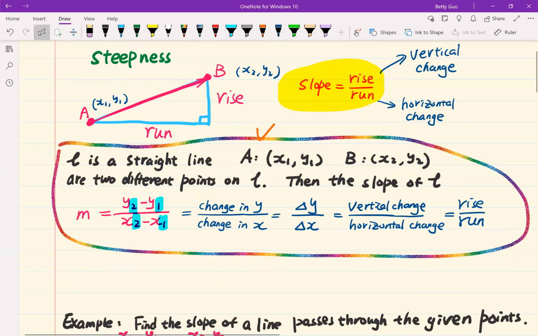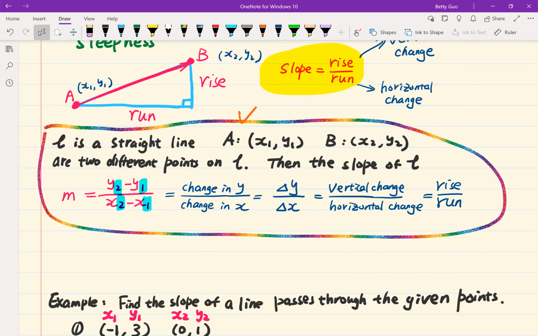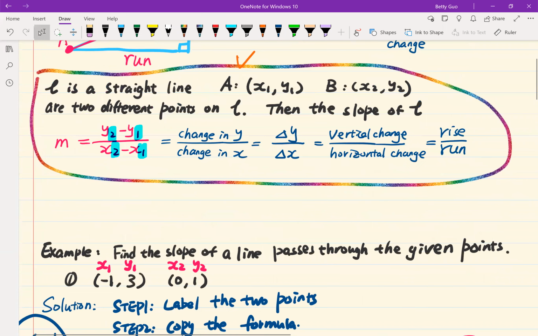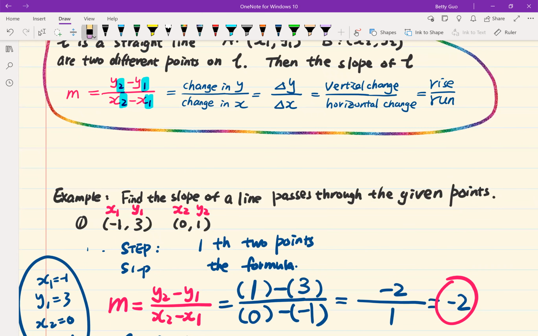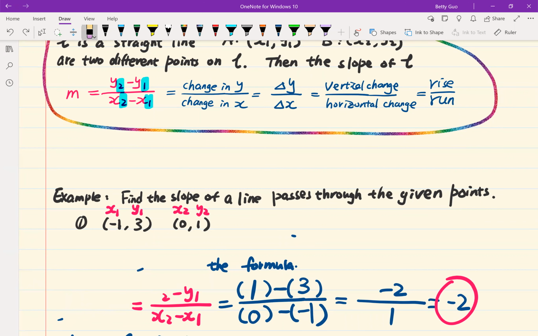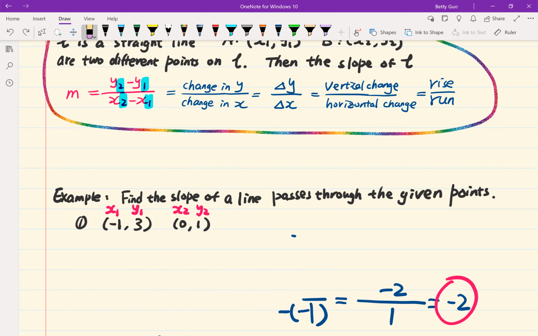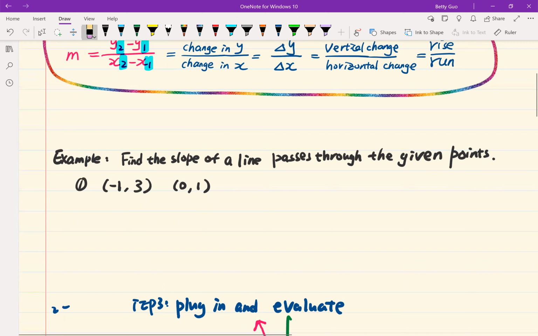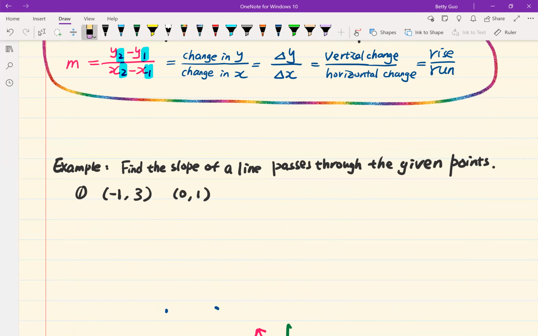Do you have the formula copied down in your notes? I think the most important thing is how do we apply the formula? Let's look at examples. To apply this formula to compute the slope of a straight line, I have a three-step procedure. I'm going to show you how we apply the 3 steps.